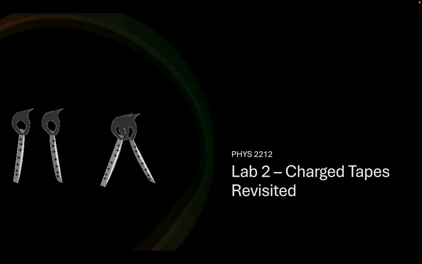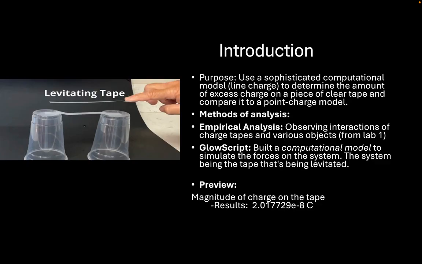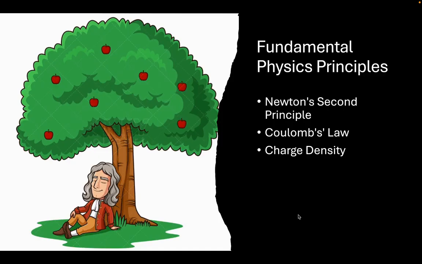And welcome to my Lab 2 report, Charge Tapes Revisited. In my previous lab, we estimated the charge on a piece of clear tape by treating it as a single point charge, but now in this lab we're going to produce a sophisticated computational model by treating the tape as a line of evenly distributed charge. As a brief preview, my new line charge model calculated the total charge on the tape to be 2.017729 e to the negative 8 coulombs.